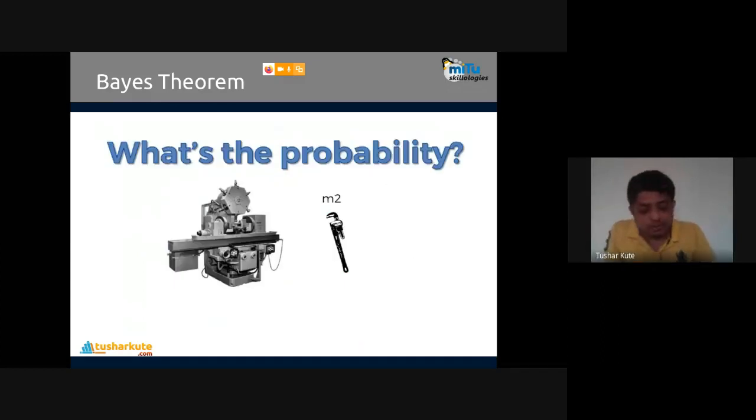Now, my conditional probability presented here is like this. What is the probability that the defective spanner is from machine 2? What is the probability that a spanner is defective? This is a simple probability. But what is the probability that the spanner which is defective is from machine 2? Machine 2 has manufactured the defective spanner. What is the probability? This is what we have conditional probability for.